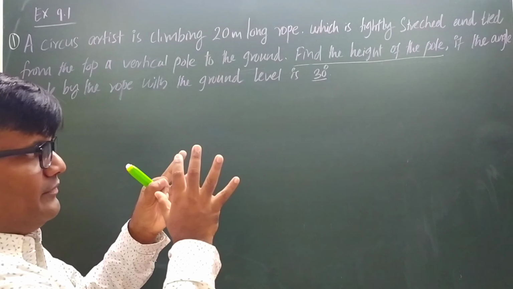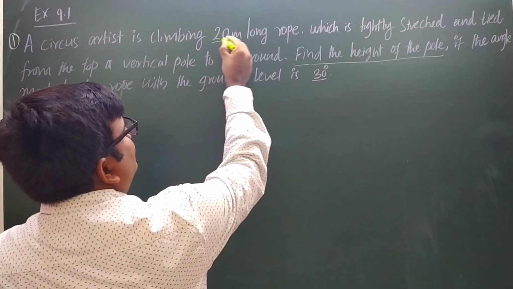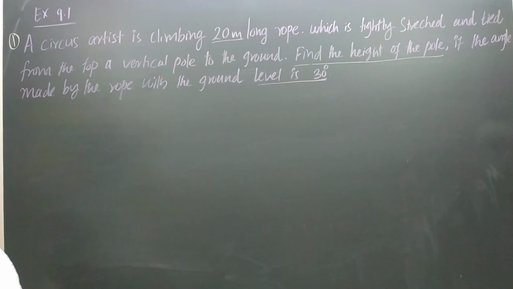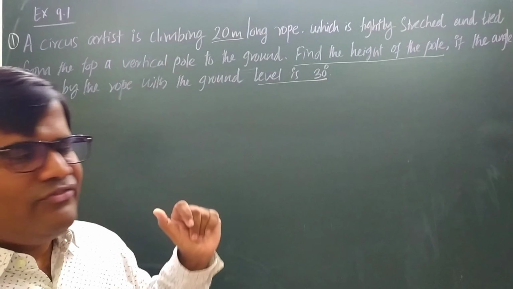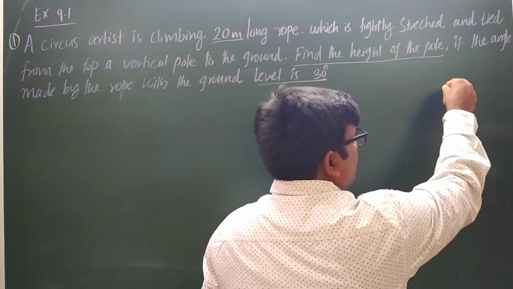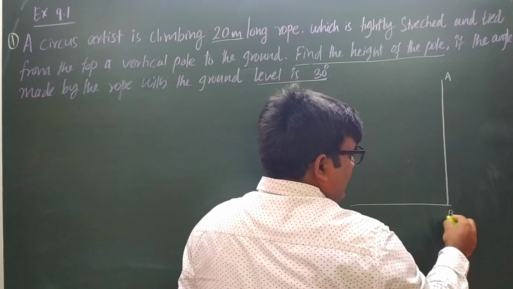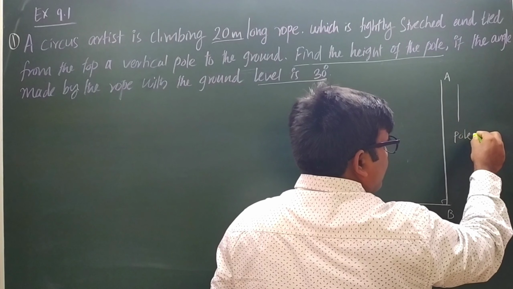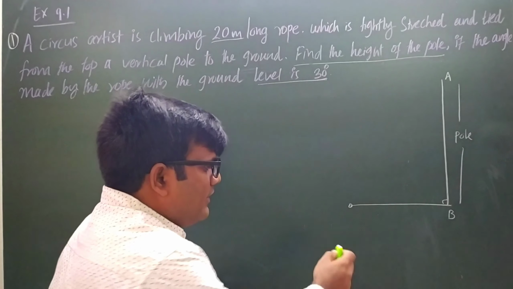First you read the question. Here two clues are given: one is the rope length and the other is the angle. So the very important thing is to first draw a diagram using this given information. Here this is the ground, and this one is a pole. Here I am taking AB. AB is the pole.